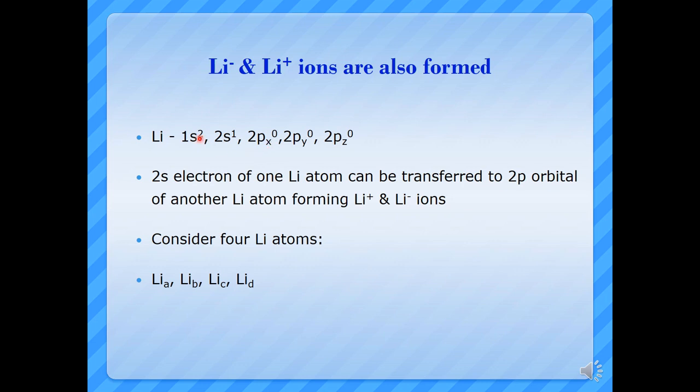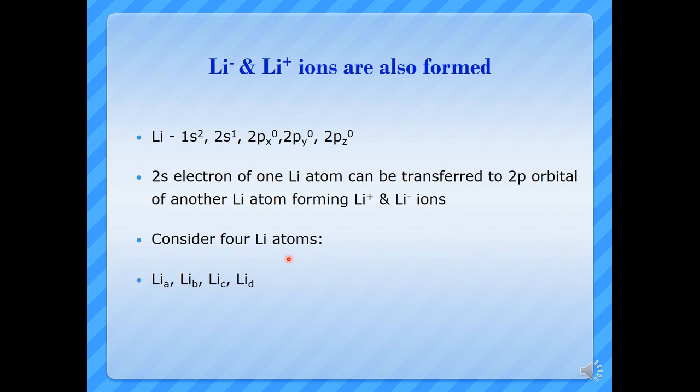Therefore, the 2s electron of one lithium atom can be transferred to the 2p orbital of another lithium atom. The 2s electron of this lithium atom can be donated to the 2p orbital of another lithium atom. So this will lead to the formation of Li plus ions and Li minus ions. The lithium atom which donated this electron will become Li plus, and the other lithium atom which has accepted this electron will become a Li minus ion. So in this way, Li minus ions and Li plus ions are also formed.